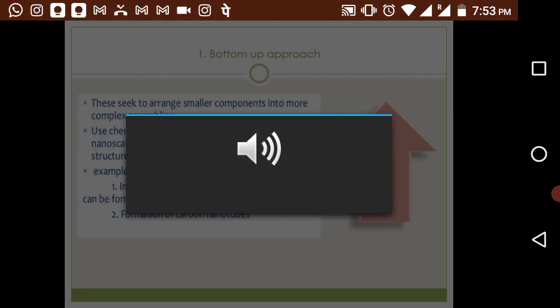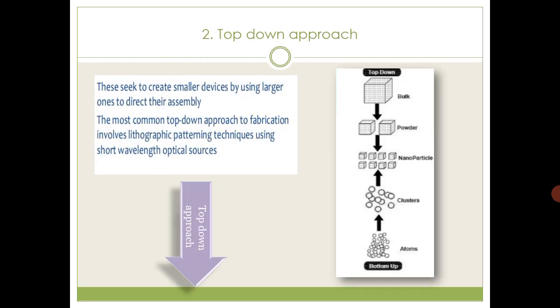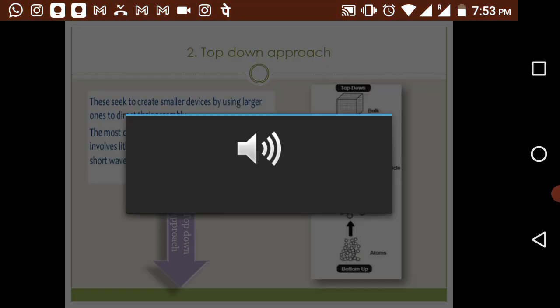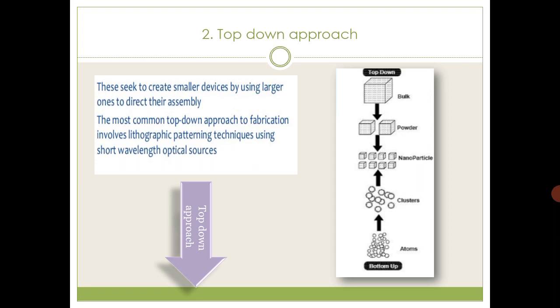Now we will see our second approach, the top down approach. This approach is the complete opposite of the previous one. The top down approach deals with producing smaller size units from large complex materials or large complex things. They seek to create smaller devices by using larger ones to direct their assembly. So this is the complete opposite of the bottom-up approach.